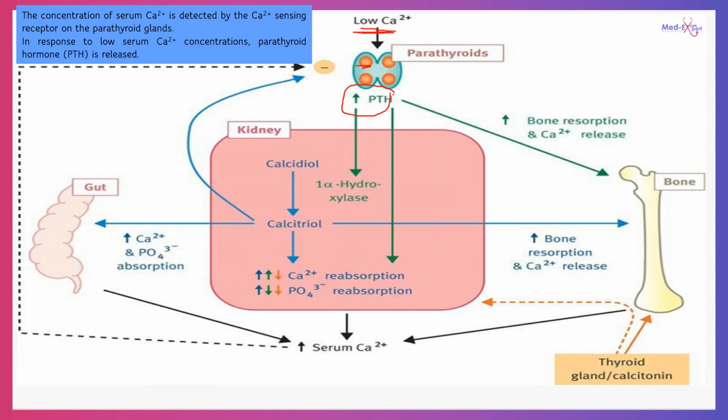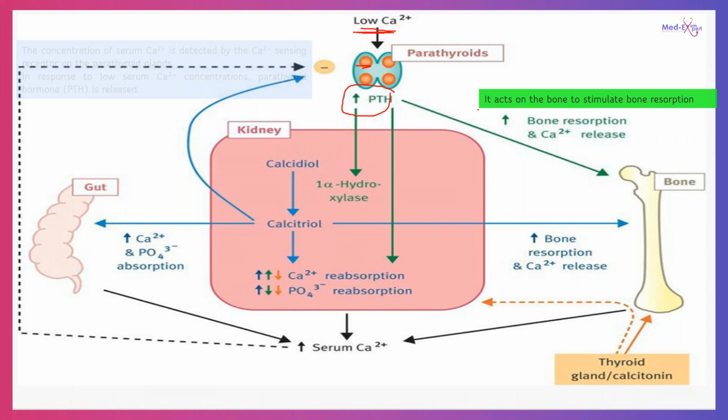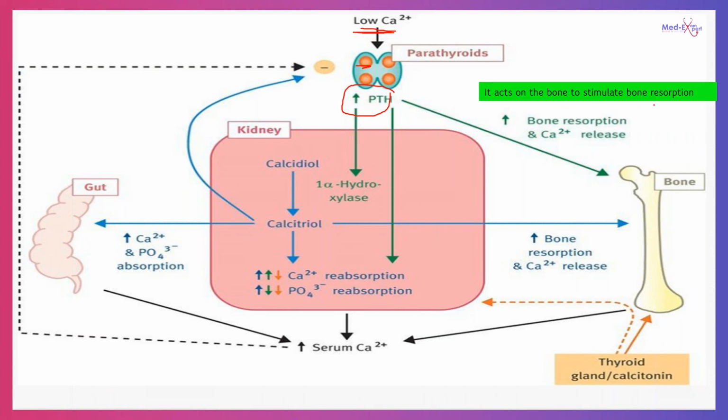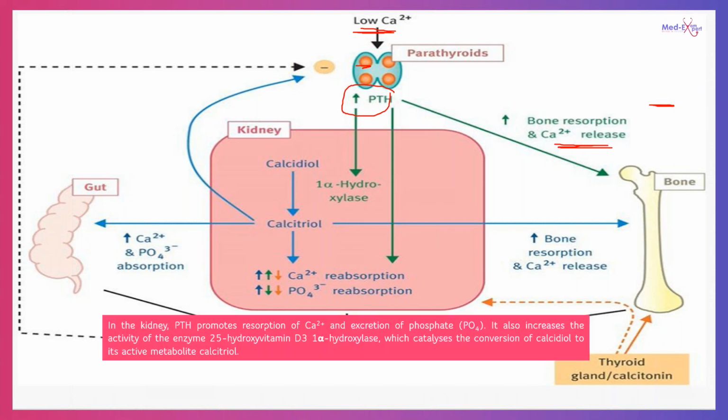What will be the actions of parathyroid hormone? The first thing, it will act on the bone to stimulate bone resorption and calcium release. That's the first action. Then in the kidney, parathyroid hormone will promote the reabsorption of calcium and excretion of phosphate, and it also increases the activity of the 1-alpha hydroxylase enzyme to convert the calcidiol into the active metabolite calcitriol. Okay, these are the actions of parathyroid hormone.